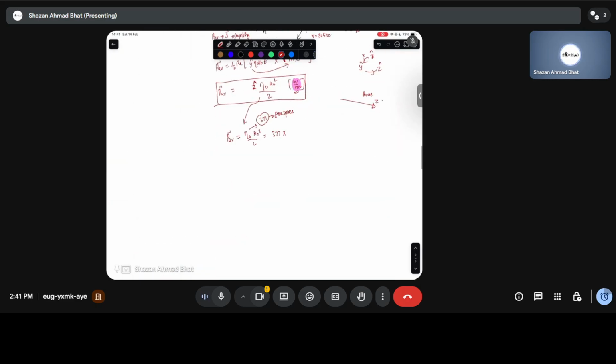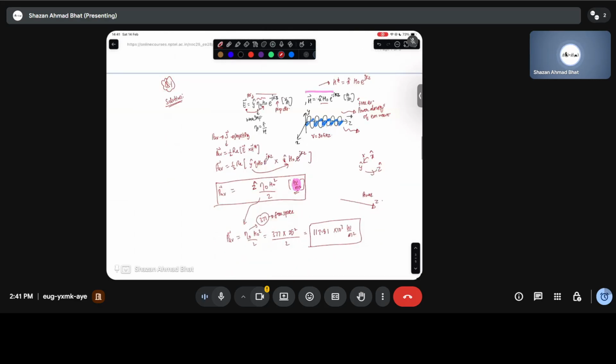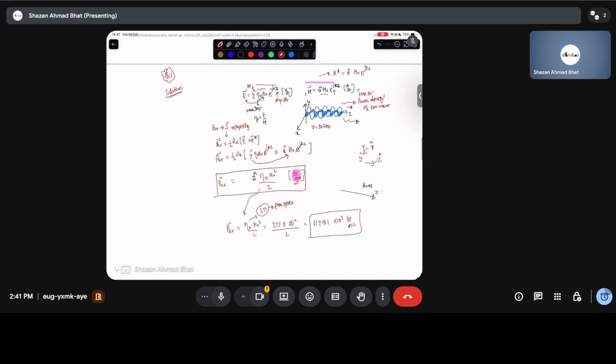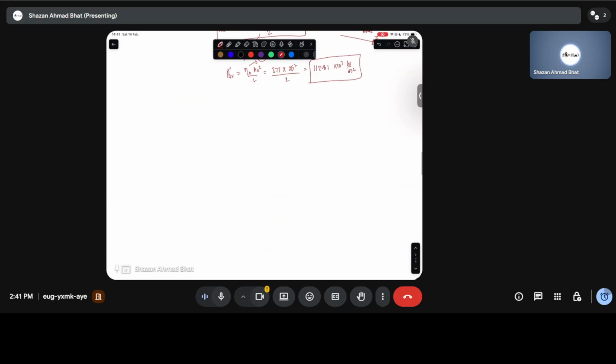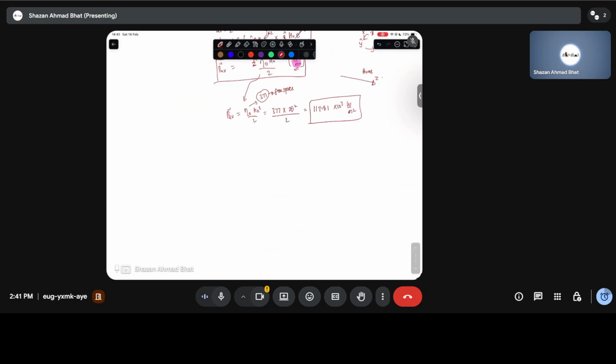Okay, so this is 25 square divided by 2. So you're going to get something around 107.81 into 10 to the power 3 watt per meter square. So this is the exact average power density flowing in the plus z direction. Okay, this is all flowing in the plus z direction because there's a negative sign here. If this would have been positive, then it was going in the minus z direction. You know the convention, right?